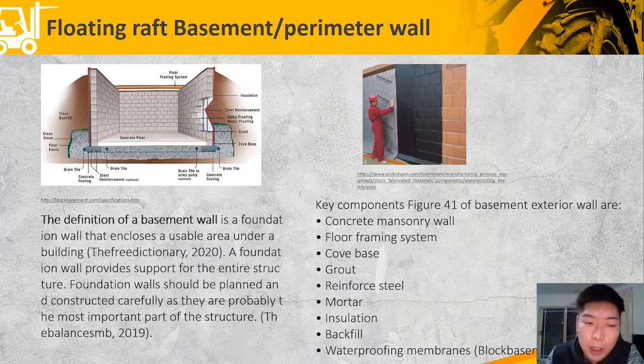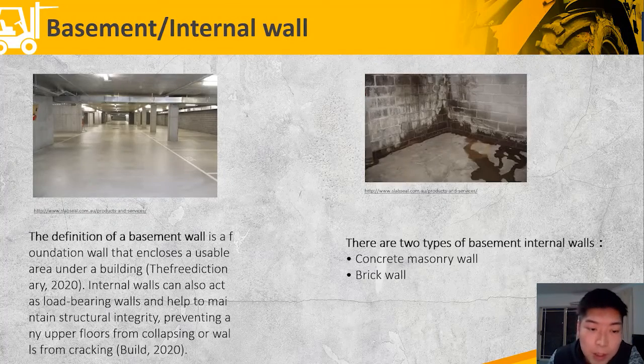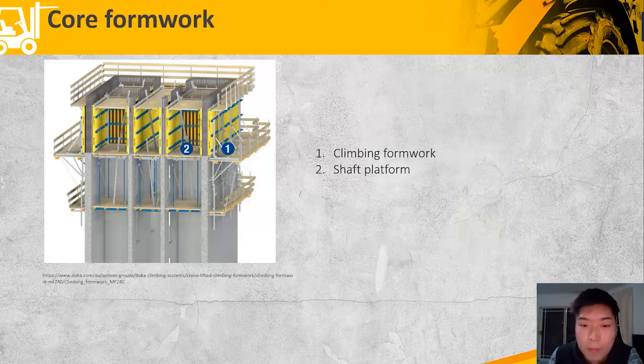Basement external walls and internal walls are the foundation walls that enclose a usable area under a building. The external wall consists of concrete masonry wall, floor framing system, and grout. The basement internal wall can also act like load-bearing walls and help maintain the structural integrity. The two typical types of basement internal walls are concrete masonry wall and brick wall.